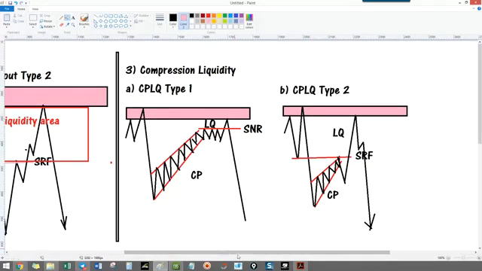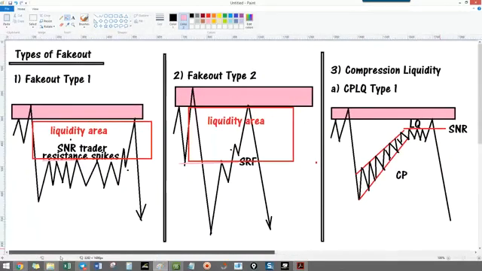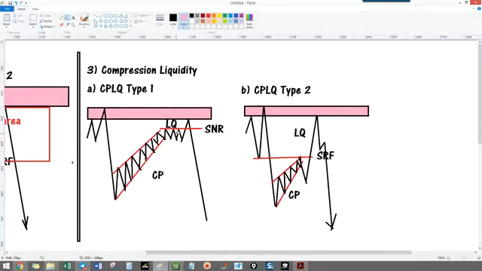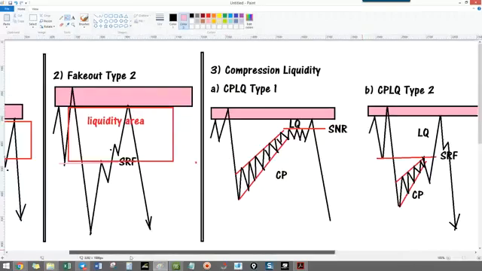Let me draw the supply zone. Alright, so we have three types of compression of fake out. Fake out type 1: the SNR trader spikes the resistance spike, and then breakout, and then falls back. So this is fake out. And fake out type 2, this is the liquidity area, a breakout, and then went back down. Compression liquidity, you got fake out, a break, and went back down to finish the compression. And this one, CPLQ type 2, a compression, and then a breakout, and then went back down to finish the compression. Okay, so let's see if there is any question.